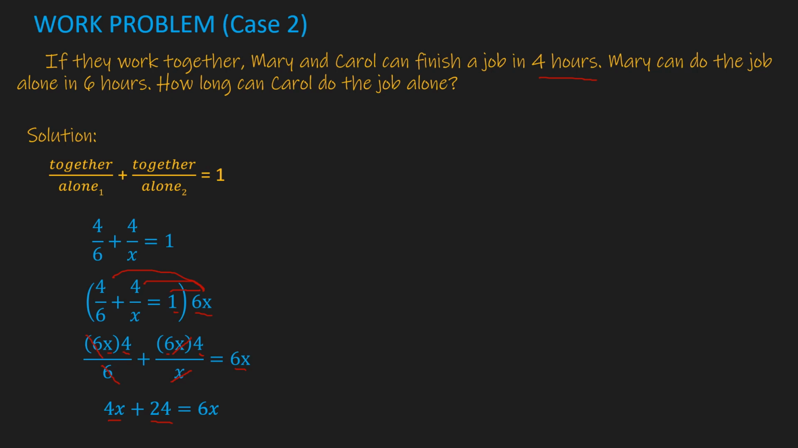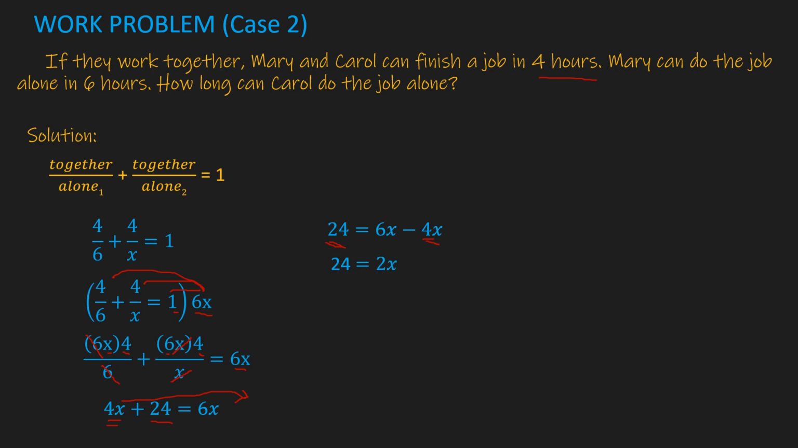And by rule of combining similar terms, we have to combine, or we have to transpose 4x to the other side of the equation. So, si 24 na lang ang naiwan, while si 4x, dahil nag-transpose, its sign becomes negative. And the previous, or originally, it's positive. So, 24 equals 6x minus 4x na.